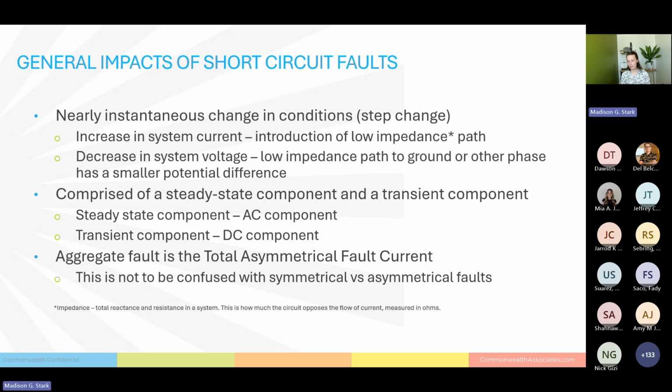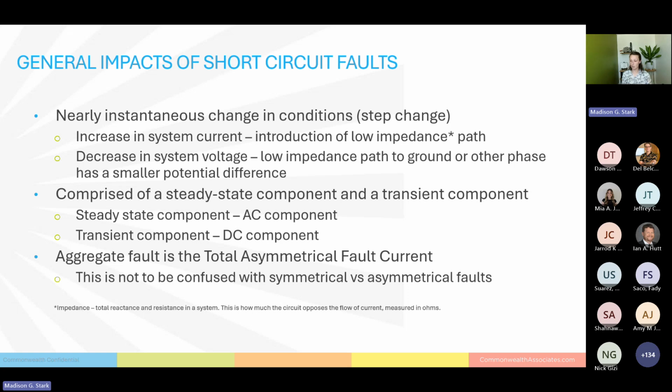So the first part of analyzing how it impacts the system is analyzing what it is electrically. And a short circuit fault is a nearly instantaneous change in the system conditions through the introduction of a low impedance path to ground or to another phase. This introduction of the low impedance path then causes a change in the potential difference in the system, creating a path to ground with a lower potential difference than the overall system.